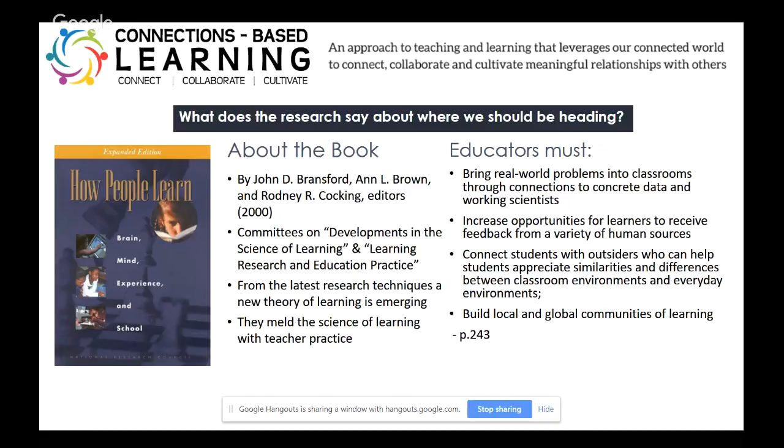And so when I think about the feedback that Jana gets from the blog, from sharing out, from a variety of human sources, I really encourage our learning partners to give feedback to the students as they share out their artifacts of learning. And then really connecting students with outsiders and building local and global communities.